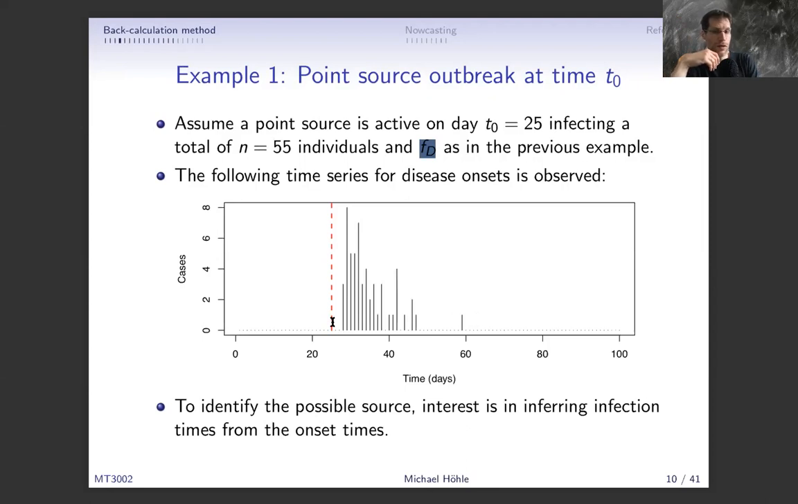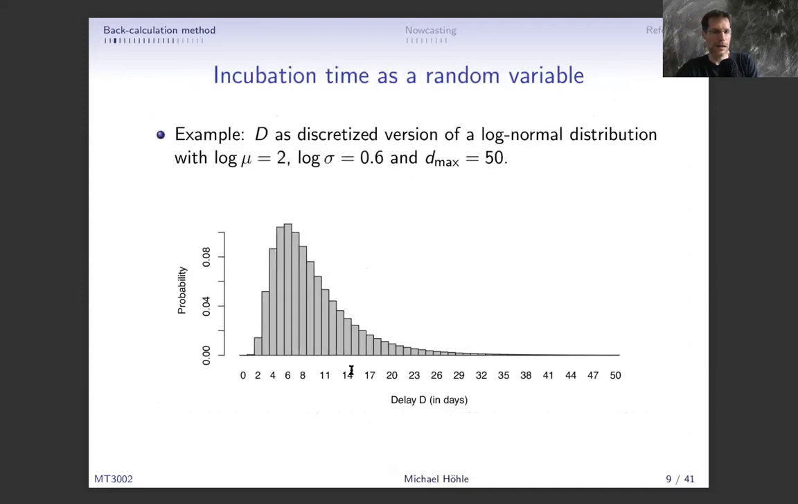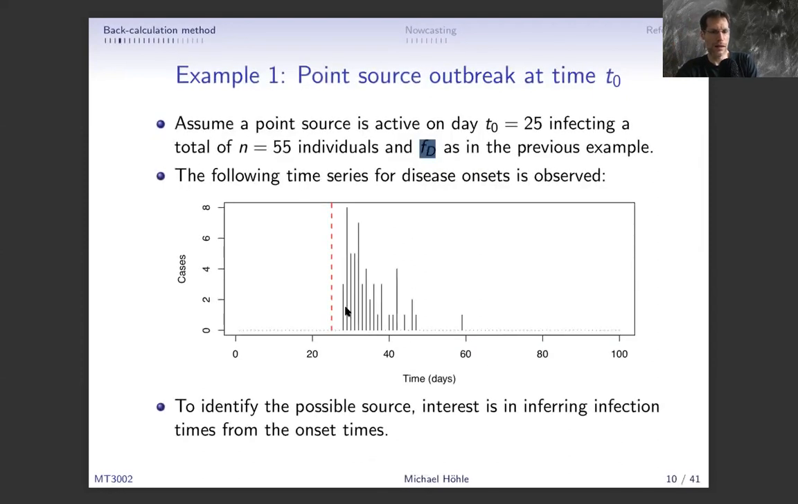And here it's important to realize there is no person-to-person transmission. It's just those 55 individuals all infected at time 25, and you scatter them around by adding to each of them a realization of this, you could say, multinomial distribution between 0 and 50. That's what we added to them, and that's what you will then see in the data.